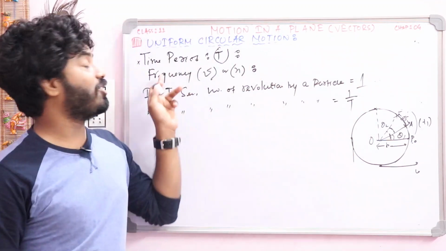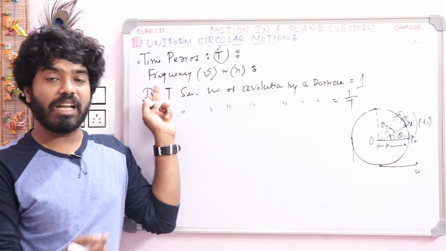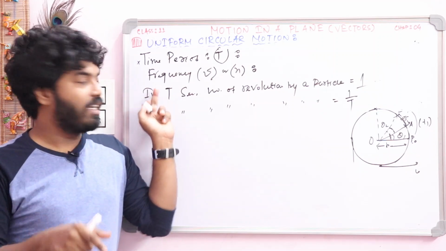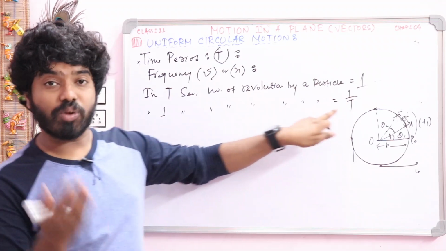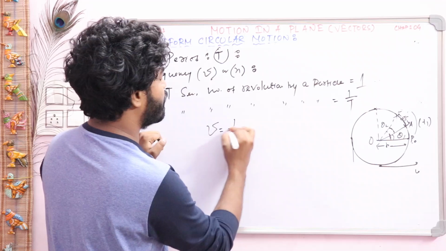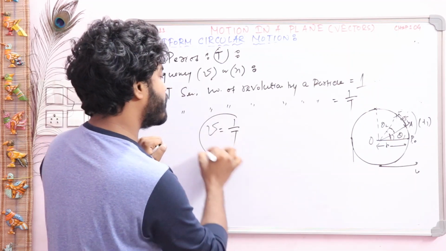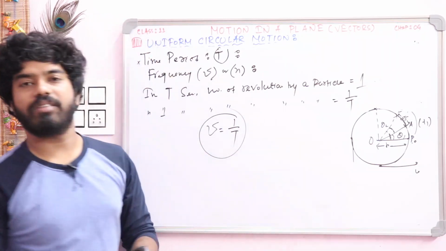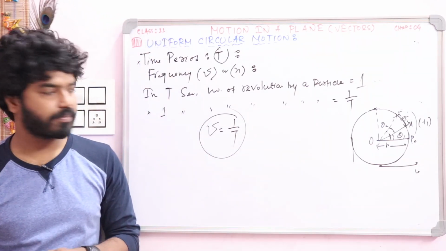And you see the definition of frequency: the number of revolutions in 1 second. Here the number of revolutions in 1 second is 1 by T. So according to the definition of frequency, we can write nu is equal to 1 by T. This is the relation between time period and frequency, students, and it is important for your numericals.